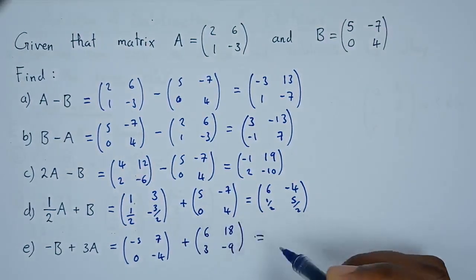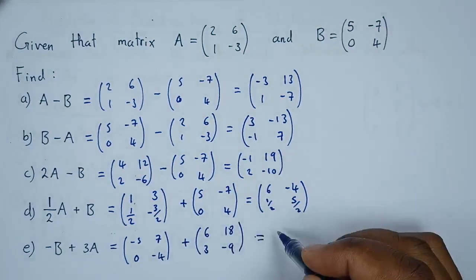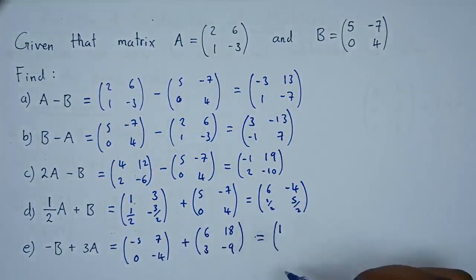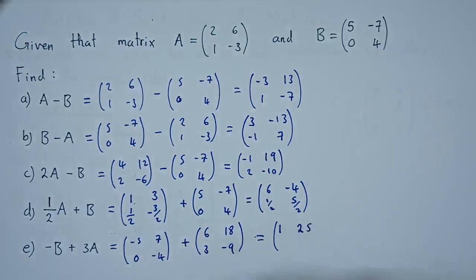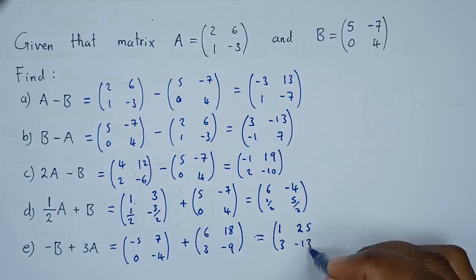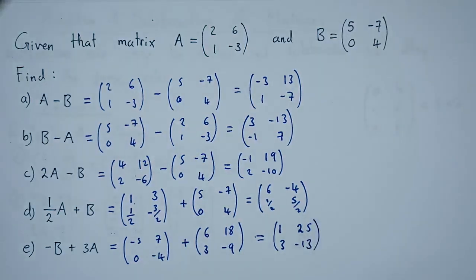Now let's add these two. So negative 5 plus 6, we get a 1. 7 plus 18 should get something like 25. 0 plus 3. Then we have negative 4 plus negative 9, we have minus 13. There we have it. Very straightforward. So this is how we add and subtract matrices. As long as the order is the same, you can just go ahead and do it direct with regards to the corresponding values. So let's see how we can find a transpose of a matrix.